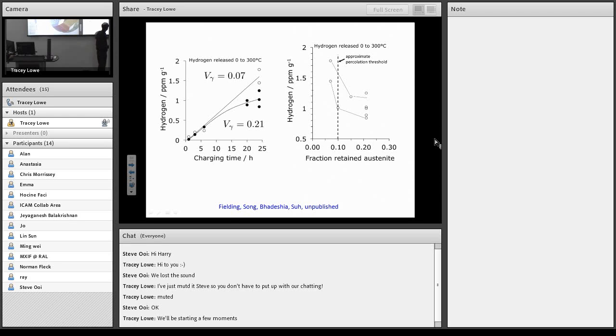Similarly, here is a plot of the total amount of hydrogen released between 0 and 300 degrees centigrade as a function of the fraction of austenite. And if you use your imagination, you can see that there is a significant change when we go below the percolation threshold. So this is a large difference here. So it seems to be correct that this structure will lose percolation when we go below approximately 0.1 of austenite.